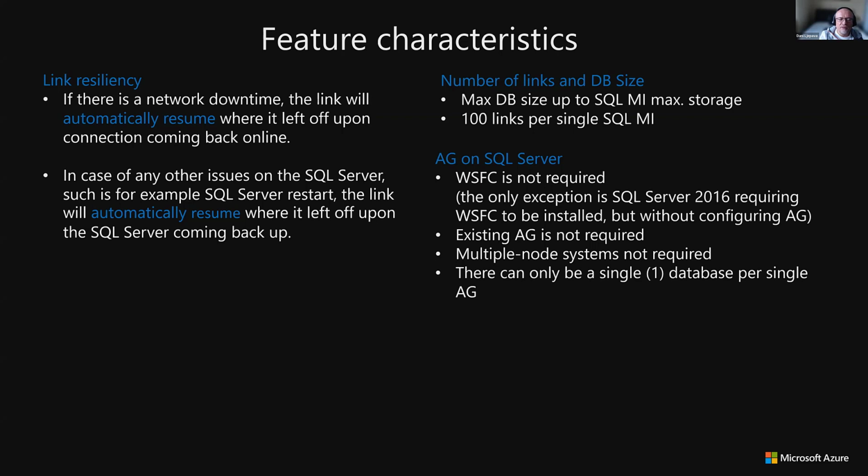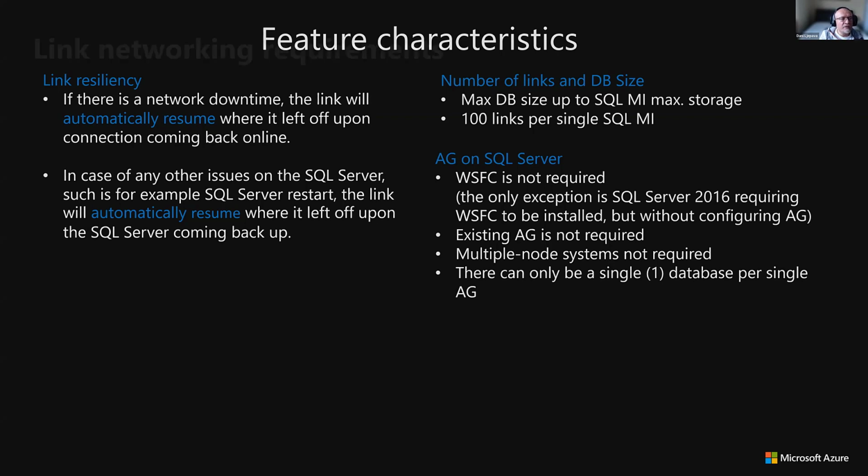The number of databases you can replicate to a single managed instance is limited by the number of databases that managed instance can host. And today, managed instance can host up to 100 databases. This is per one single MI. As I mentioned again, availability groups are not required, but we can use them if you have them. And we support multiple node systems as well. And there's a limitation that we can have a single database per single availability group, which I'm going to talk more about in the next couple of slides as the technical features.